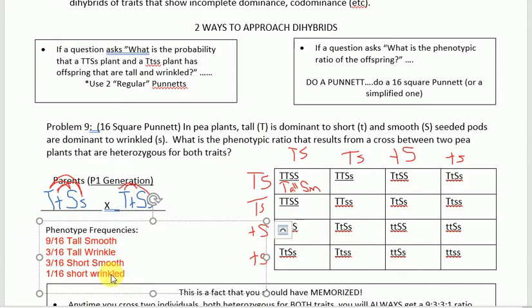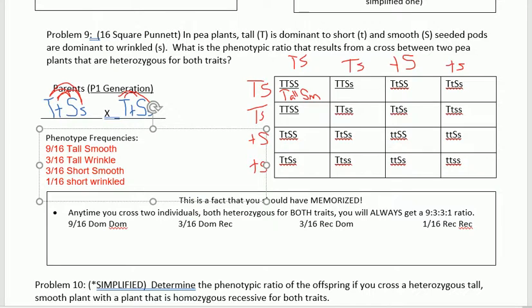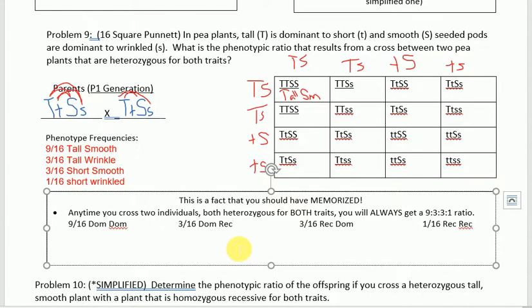Okay, so I went ahead and typed in here what we should have gotten. 9 out of 16 are tall and smooth. 3 out of 16 are tall and wrinkled. 3 out of 16 are short and smooth, and 1 out of 16 are short and wrinkled. This is an important fact that you should have memorized. Anytime you cross two individuals that are both heterozygous for both traits, you will always get a 9-to-3-to-3-to-1 ratio. There will always be 9 that are dominant dominant, 3 that are dominant recessive, 3 that are recessive dominant, and 1 that is recessive recessive.